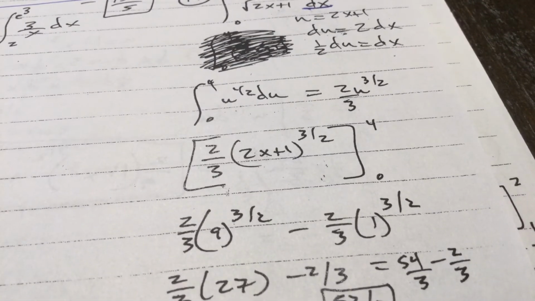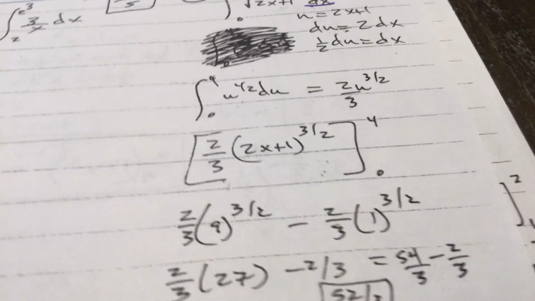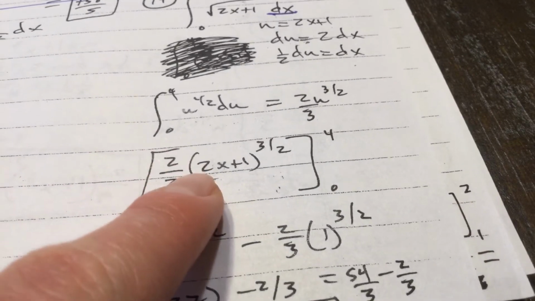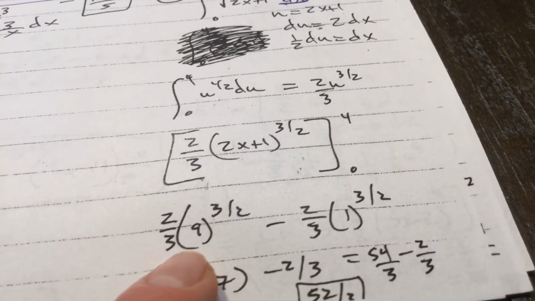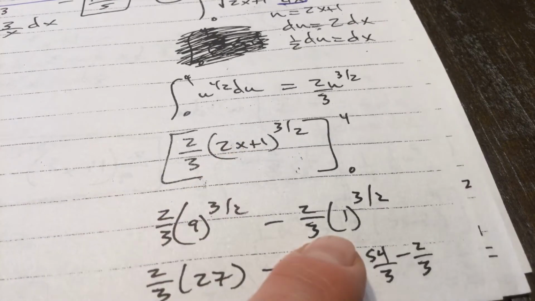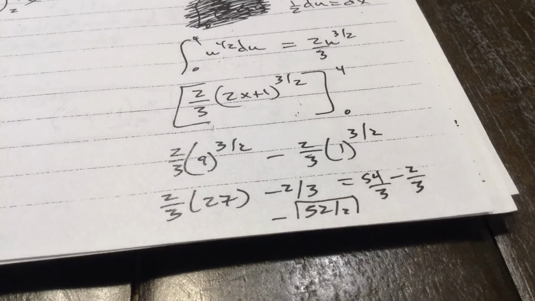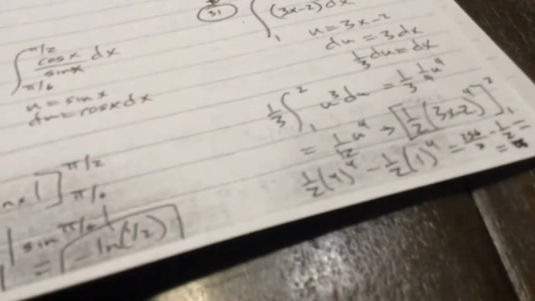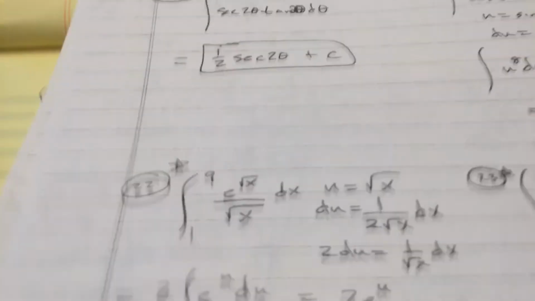I plug 4 in for x, and when I do so, I get 8 plus 1, that's 9. And then I plug 0 in, I get 1. And what is that? 52 over 3. Again, you have these answers. I'm just going to do a quick explanation. This is a massive quiz review. We have literally done 20.